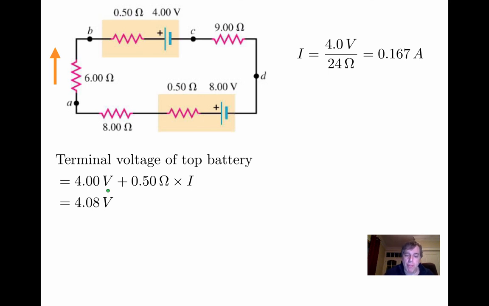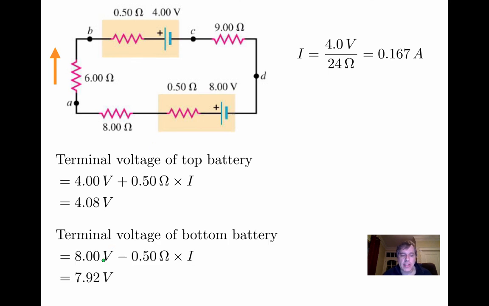For the bottom battery here, this one is discharging. So for this one, the terminal voltage is the EMF minus the internal resistance times the current. And this time you get a bit less than the EMF for the terminal voltage of the 8 volts. Okay, so that's it. That's how you find the terminal voltage of a real battery.